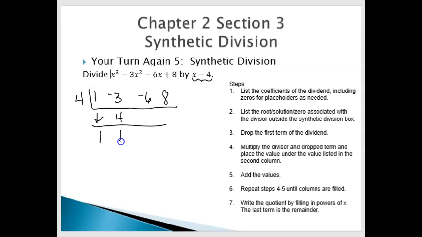Add these guys, I get positive 1. 4 times 1 again is 4. Add these guys, I get negative 2. 4 times negative 2 is negative 8. When I add positive 8 and negative 8, I get 0.